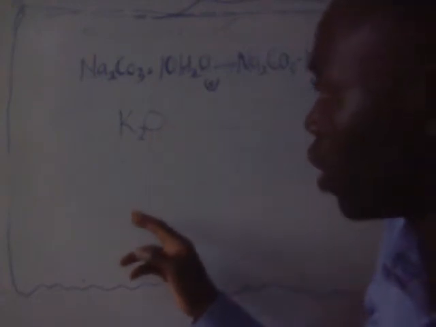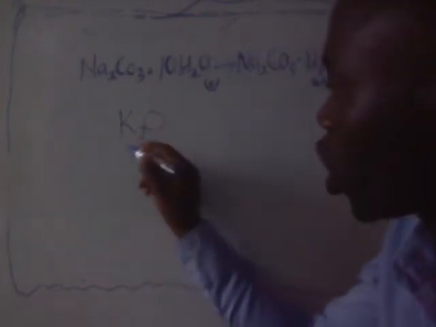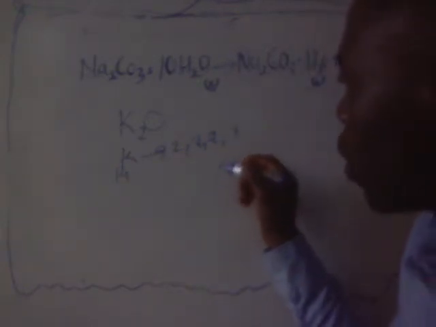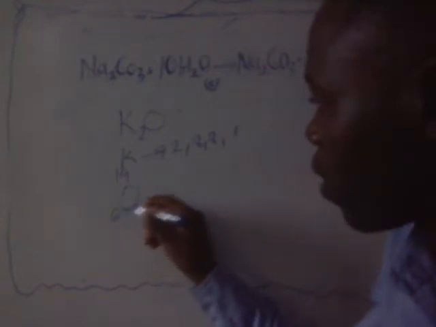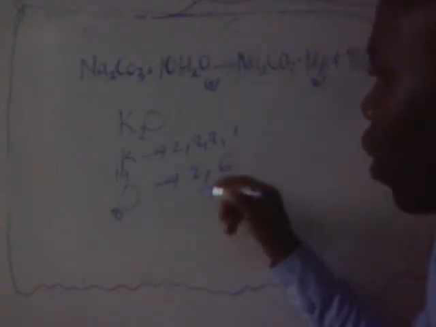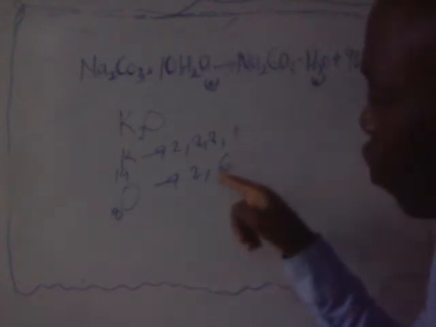K2O. Potassium has atomic number 19, so its configuration is 2, 8, 8, 1. Oxygen has atomic number 8, so its configuration is 2, 6. So the element potassium gives out this valence electron.